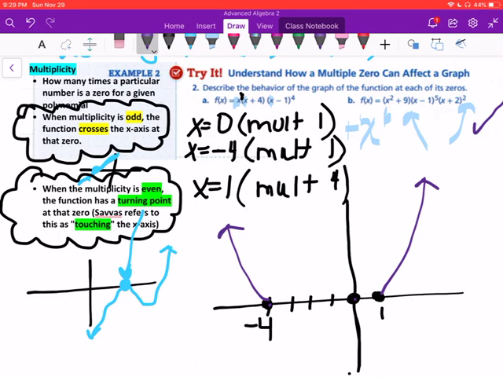X equals negative 4, multiplicity 1, cross the x-axis. X equals 0, multiplicity 1, cross the x-axis. I'm just going to connect them. And then x equals 1, multiplicity of 4, so it touches. So I just got to curve it and make it touch. And there we go.